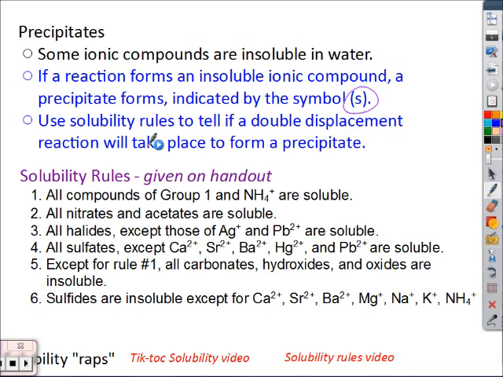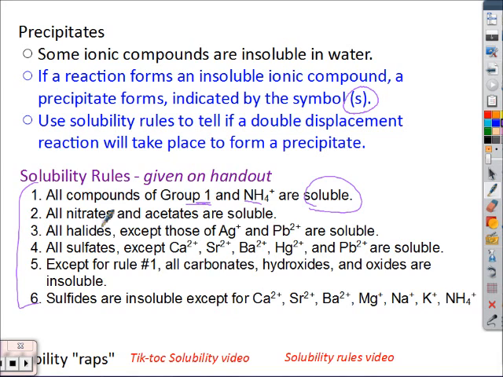So I will use the solubility rules to tell if the double displacement reaction will take place. And here are some rules. You don't need to write these down because I will give you a handout in class which has these on it, along with your activity series of the metals. But in general, if I look at these, compounds of group 1 and NH4 are soluble. So that tells me that anything that has a group 1 element, sodium, lithium, potassium, rubidium, any of those things would be soluble.